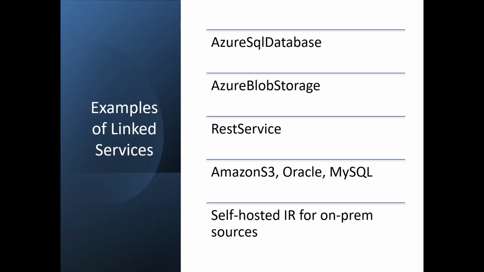Examples of linked services are Azure SQL Database, Azure Blob Storage, REST API, which is a REST service, Amazon S3, or Oracle, MySQL, or an on-prem DB, which is self-hosted, which needs an integration runtime.